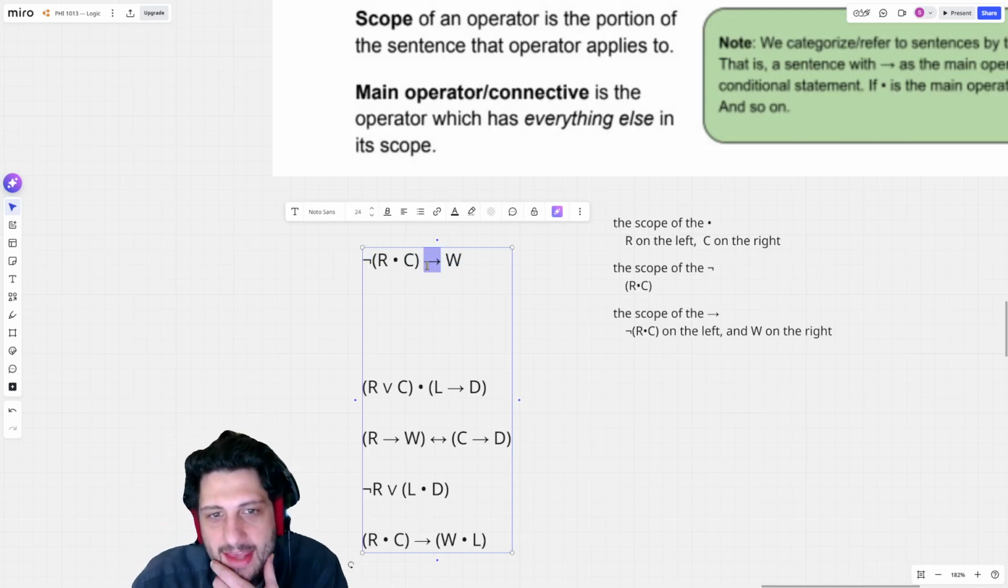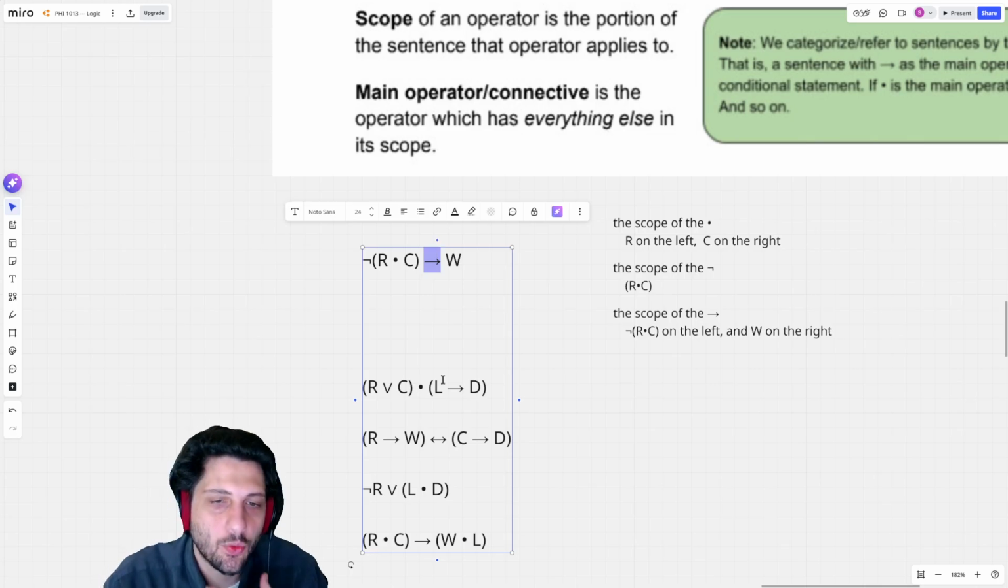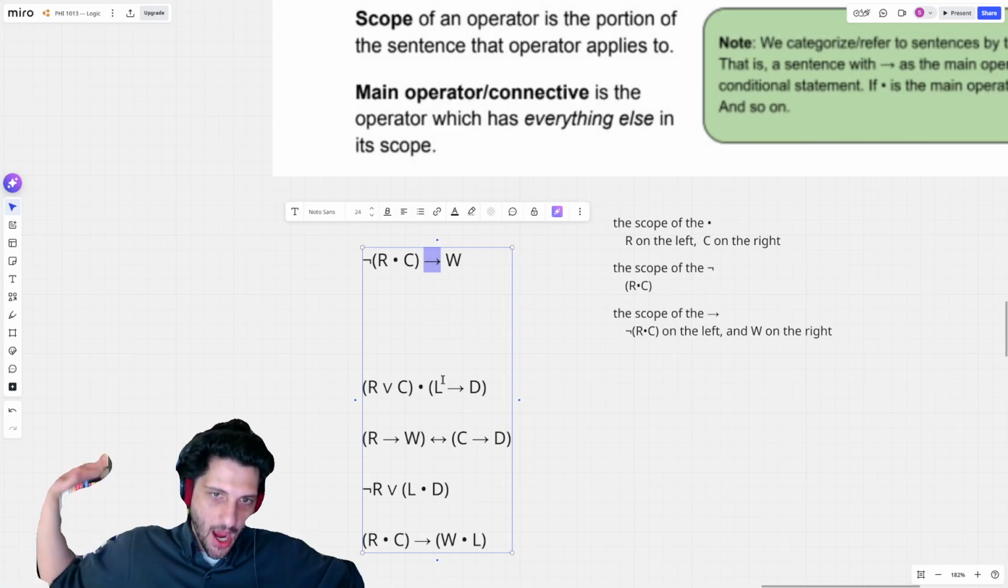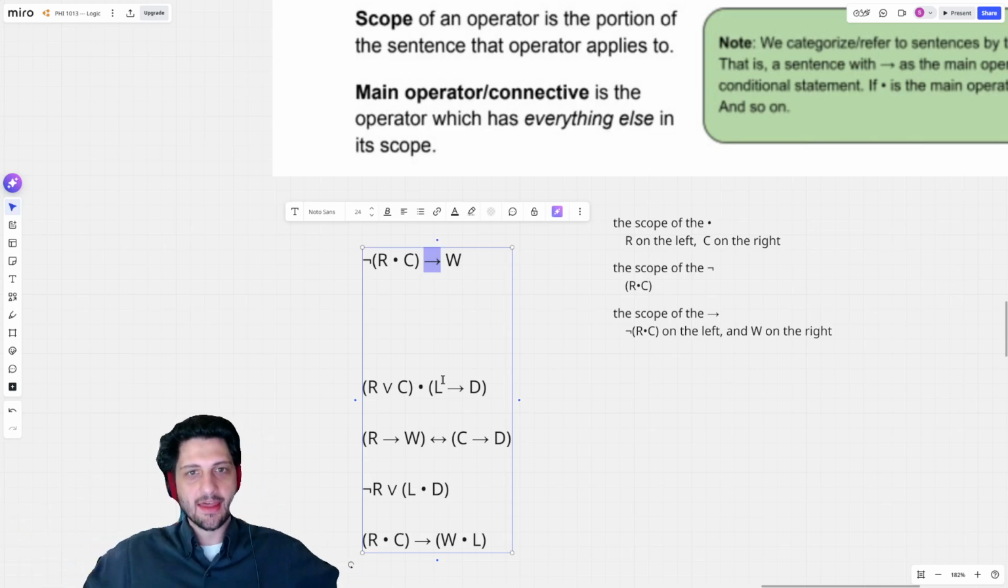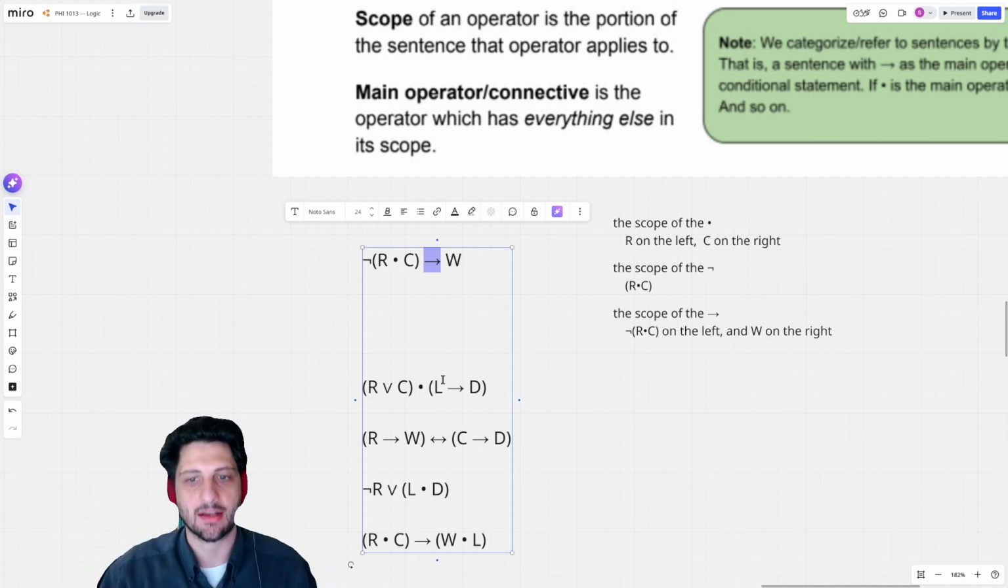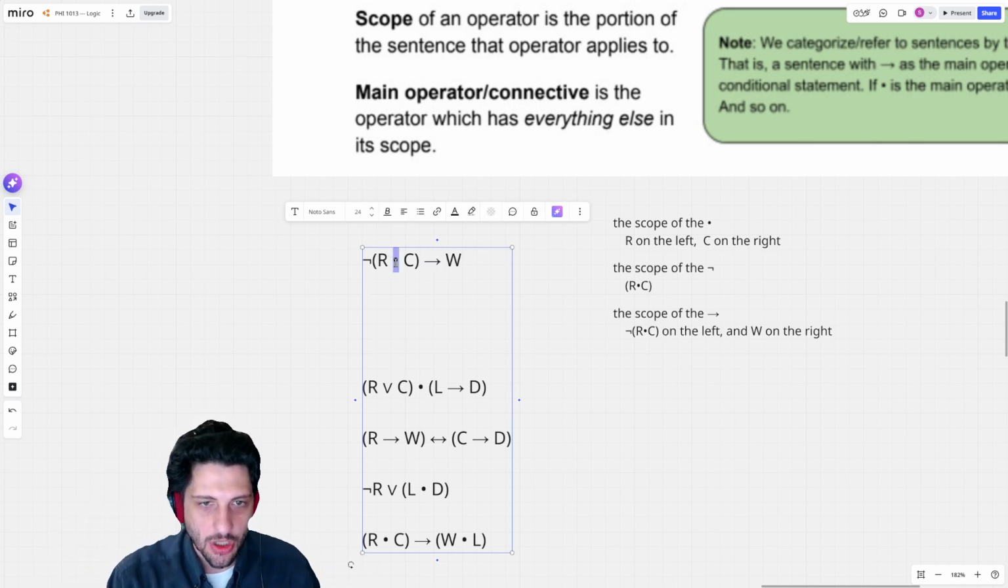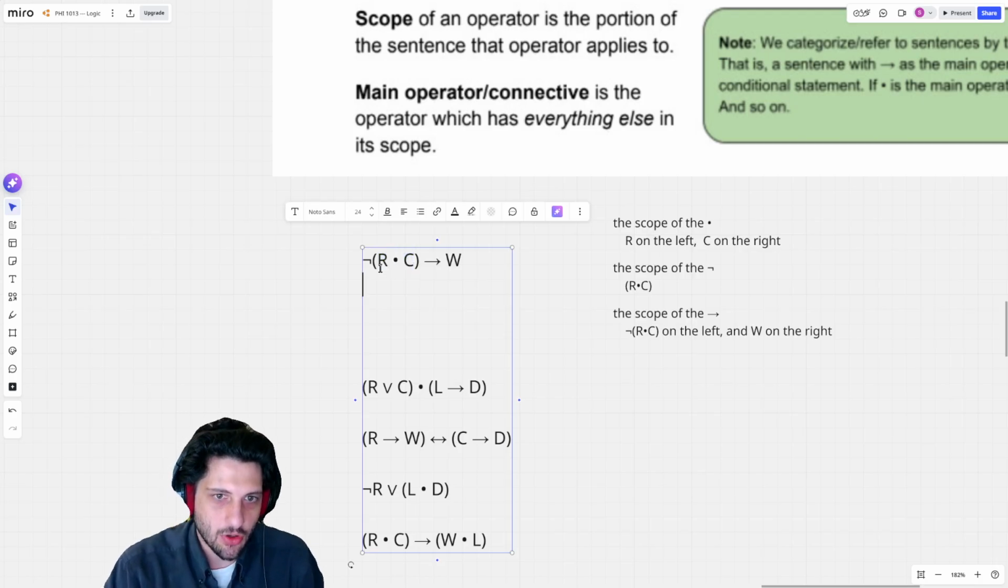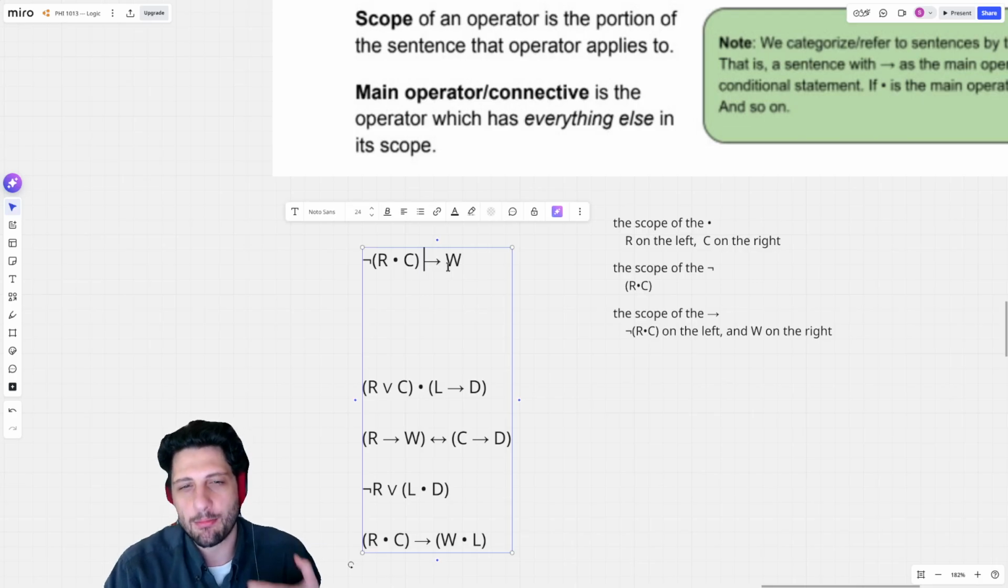And it's that last connective, the one whose scope is the entire rest of the sentence, that we call the main connective, right? So we don't call the conjunction main because it's only looking at part of the statement. We don't call the negation main because it's only looking at part of the statement. We call the conditional the main one because it's looking at the whole thing.